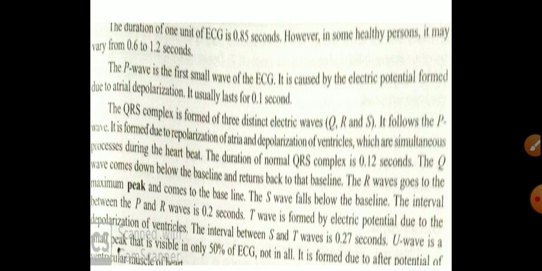The T wave is formed by electrical potential due to the depolarization of ventricles. The interval between S and T waves is 0.2 seconds. The U wave is a peak that is visible in only 50% of the ECGs, not in all.